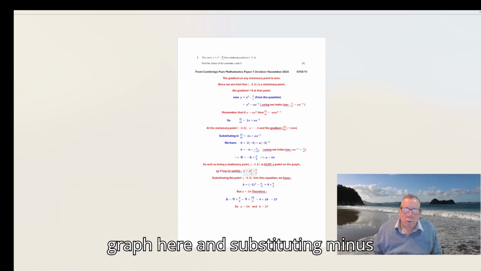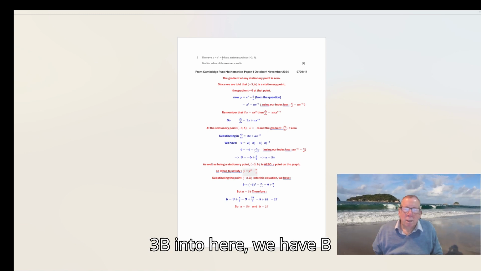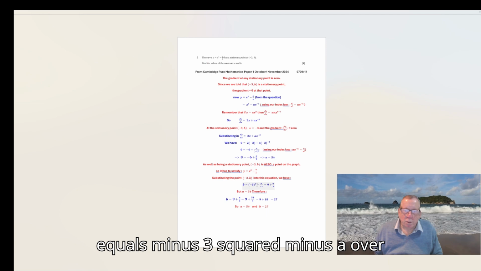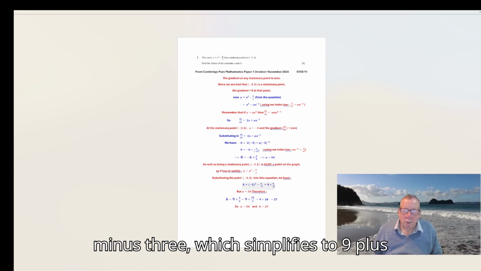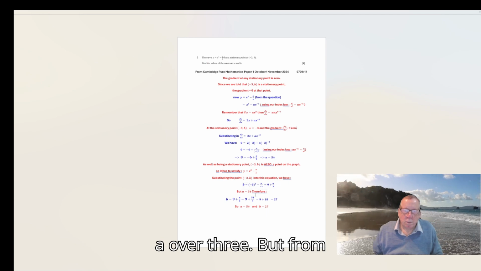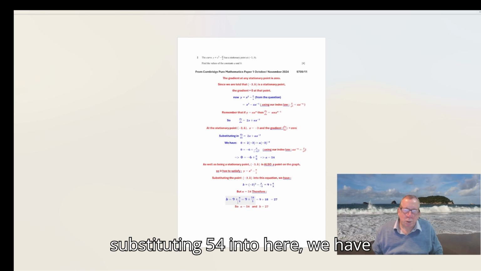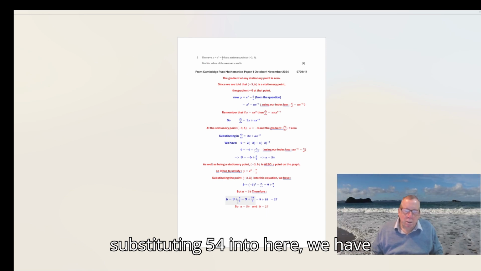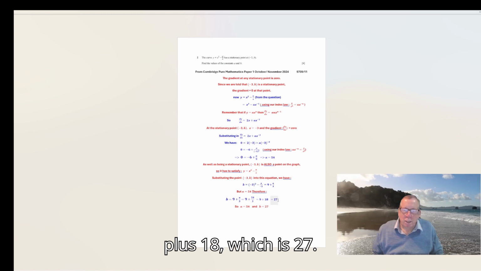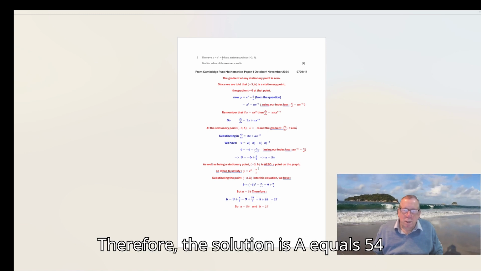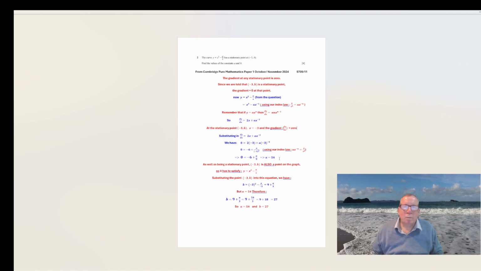So going back to our equation of the curve and substituting x equals minus 3 into here, we have b equals minus 3 squared minus a over minus 3, which simplifies to 9 plus a over 3. But from above, a equals 54. So substituting 54 into here, we have 9 plus 54 over 3, which is 9 plus 18, which is 27. Therefore, the solution is a equals 54 and b equals 27.